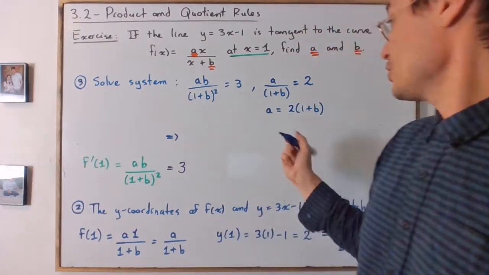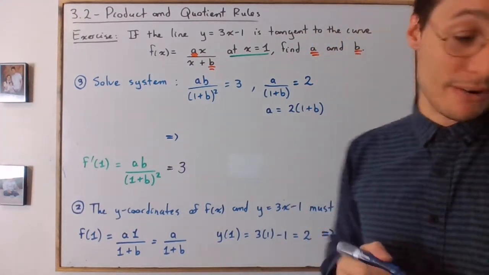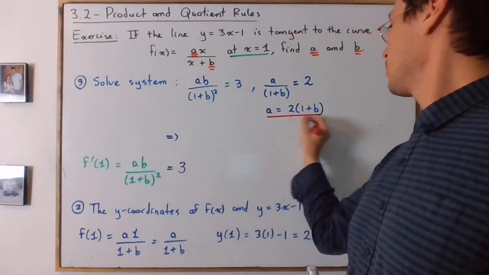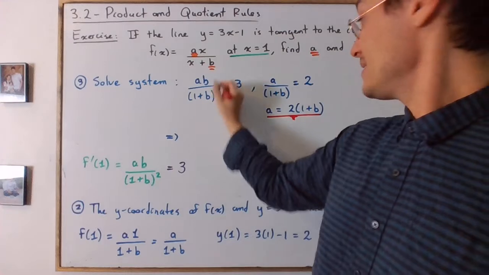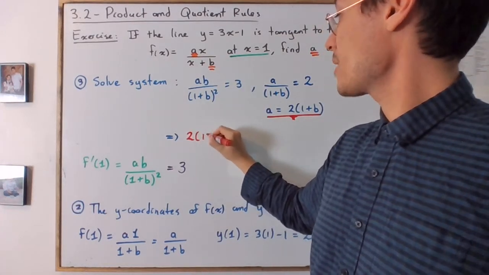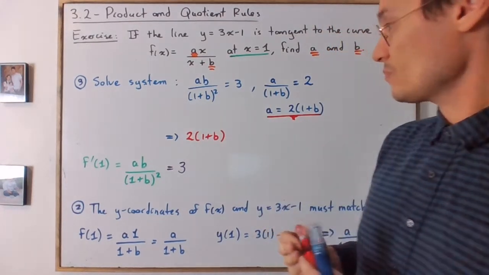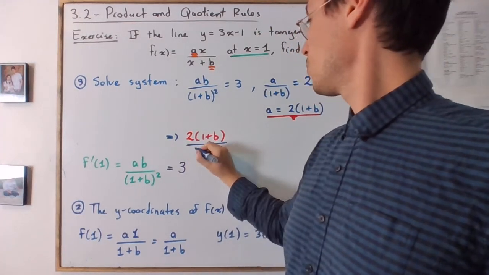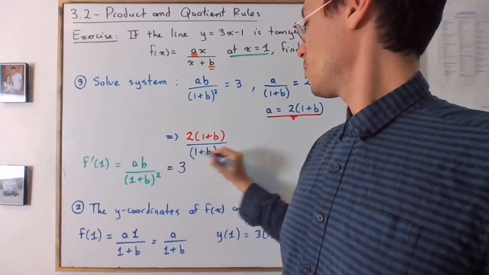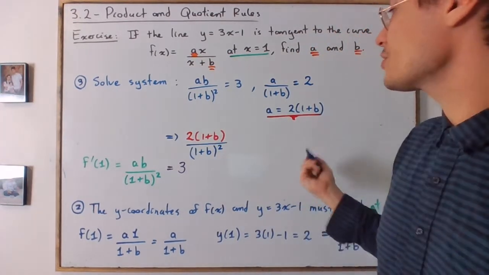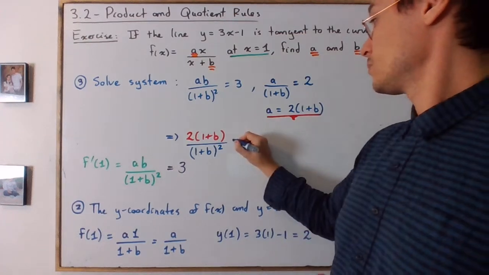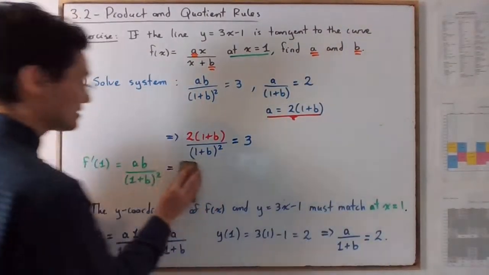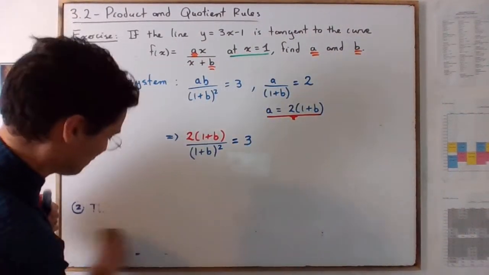So this means that you can replace this a over here. Let's do it, let's say, in red. So we're going to have here in this equation twice 1 plus b over 1 plus b squared is equal to 3. Okay. Now it's the time to erase everything else. Now we're going to focus on these two equations.